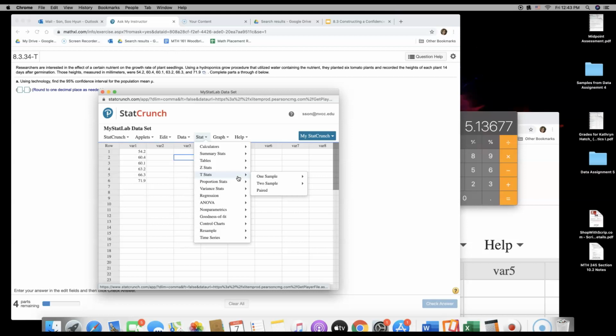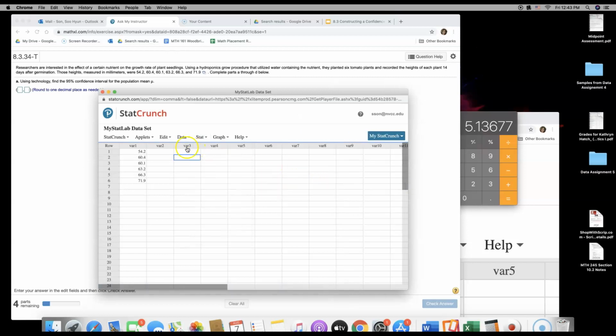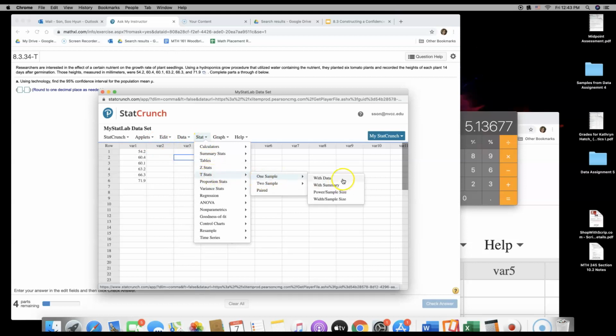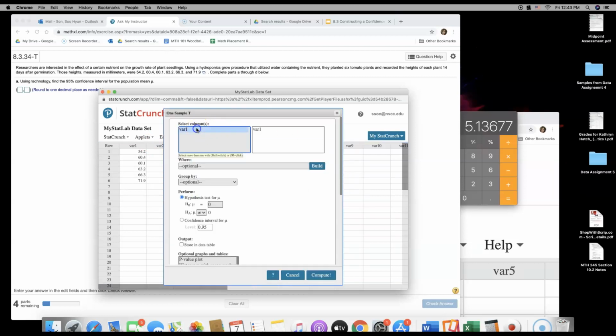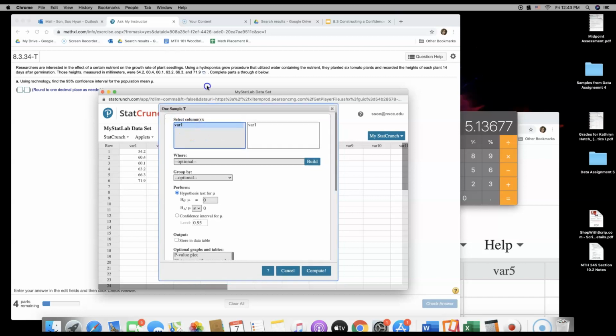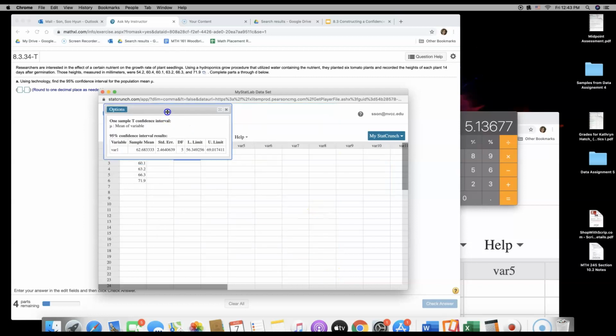Go with t-stat, click on one sample, and we got data entered in column 1. So stat, t-stat, one sample with data. Click on the column, variable 1, and tell it that you want the 95% confidence interval, and go ahead and hit compute. We got the answer. So the number is going to be 56.3 to 69.0.